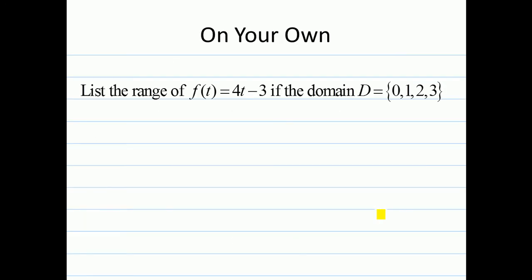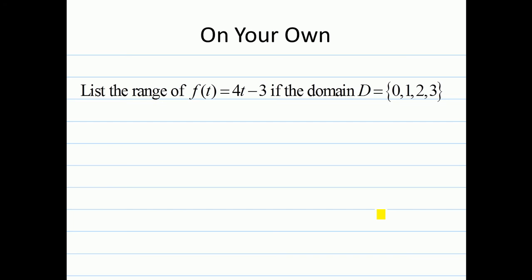If in fact I go and give you an example on your own to do, let's see if we can try it. Now we're going to try it the same exact way that we did the last one. It says list the range of f of t equals 4t minus 3 if the domain D is equal to 1, 2, 3.